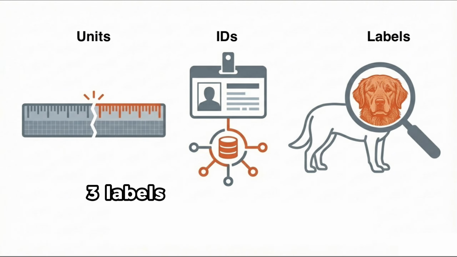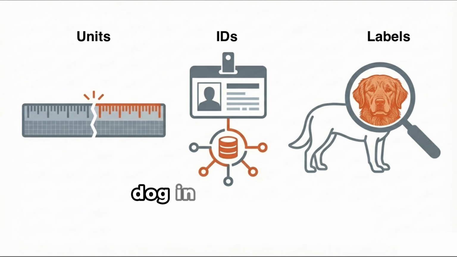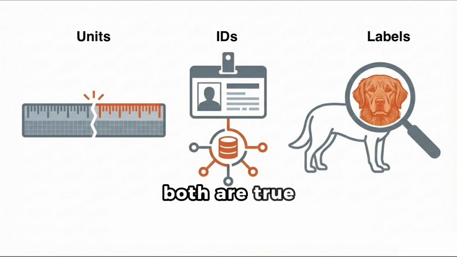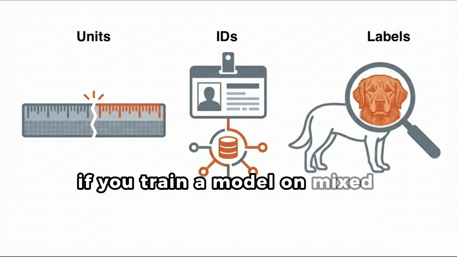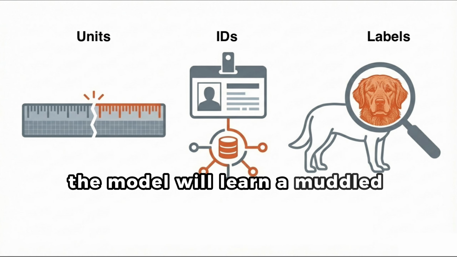Third, labels in machine learning. The same picture of a dog might be labeled dog in one dataset and golden retriever in another. Both are true, but they encode different levels of specificity. If you train a model on mixed granularity without reconciling semantics, the model will learn a muddled concept.